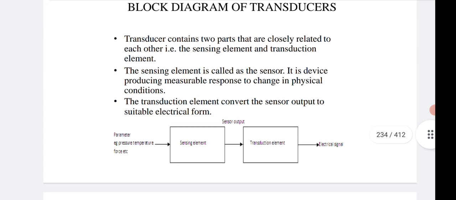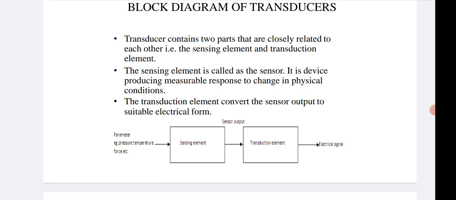If you see the block diagram, just now we have seen the same thing, but here they have drawn it in another way. A transducer contains two parts that are closely related to each other: the sensing element and the transduction element. One is the sensing element and the other is the transduction element. What is the sensing element called? Sensor. Just now we discussed that an input transducer is called a sensor. So your sensing element is known as a sensor.